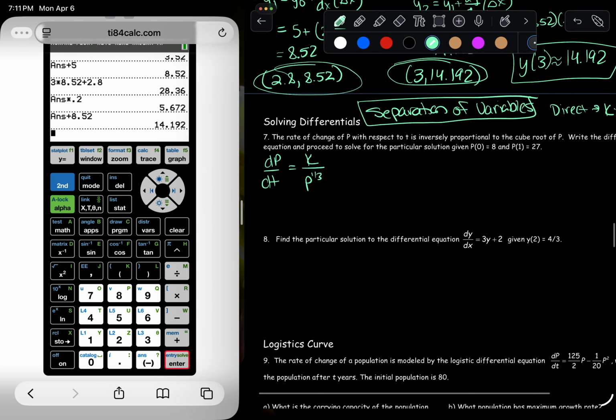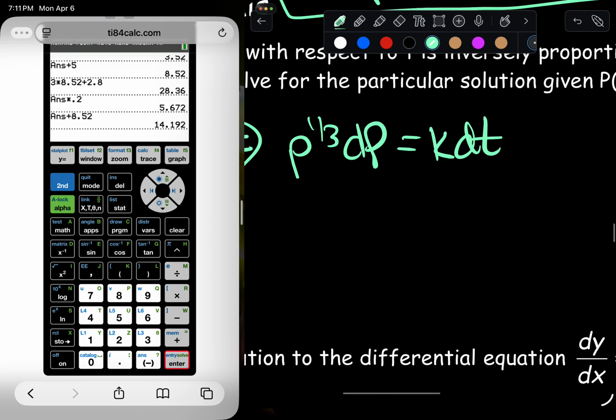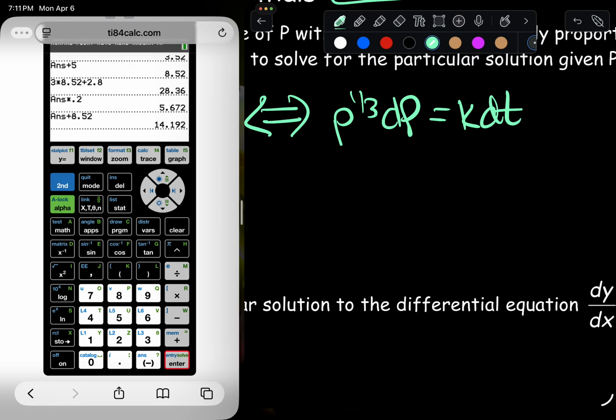So write the differential equation and proceed to solve for the particular solution. So that's our differential equation. I believe it's either 1 or 2 points if it's a free response. So now from here, the separation of variables, this is where it starts. We're going to cross multiply. So I have p to the 1/3 dp is equal to k dt. Now k is a constant, right? So we're fine there. Once you have your variables separated, integrate both sides.